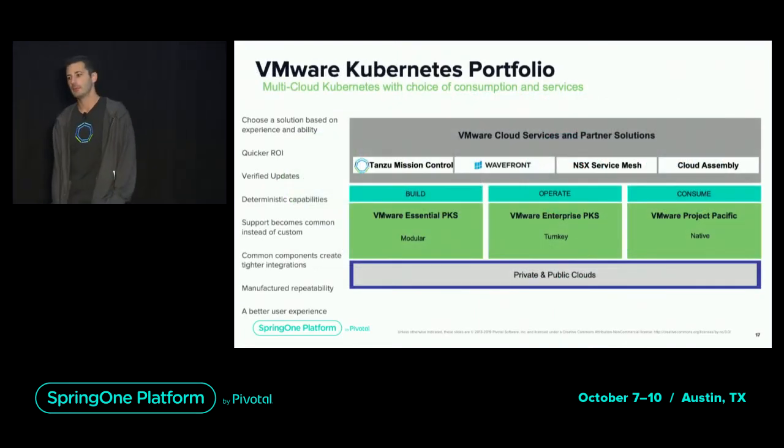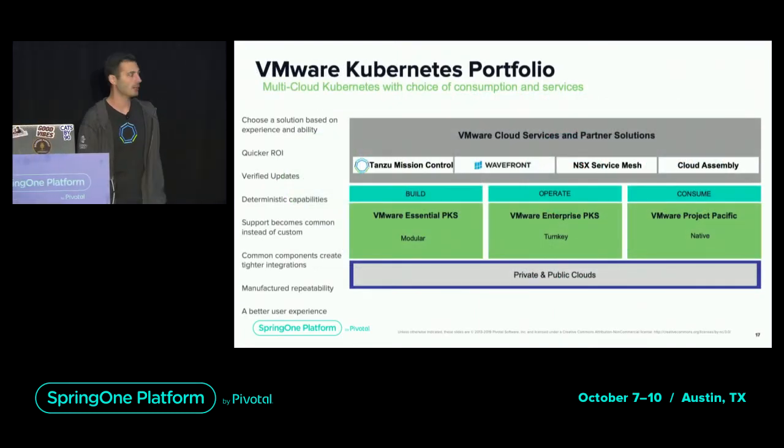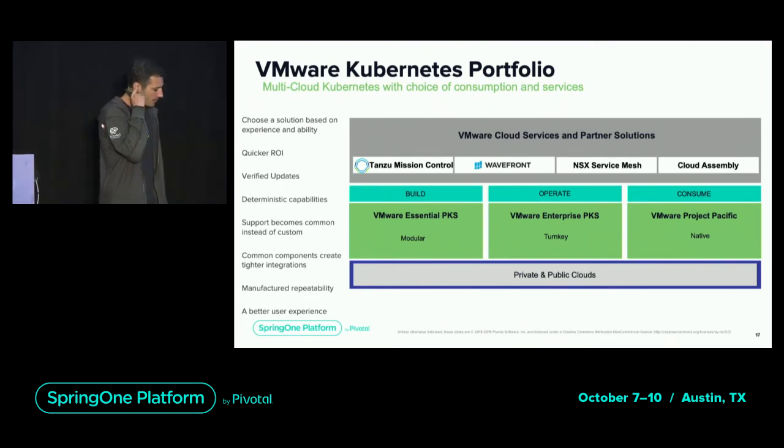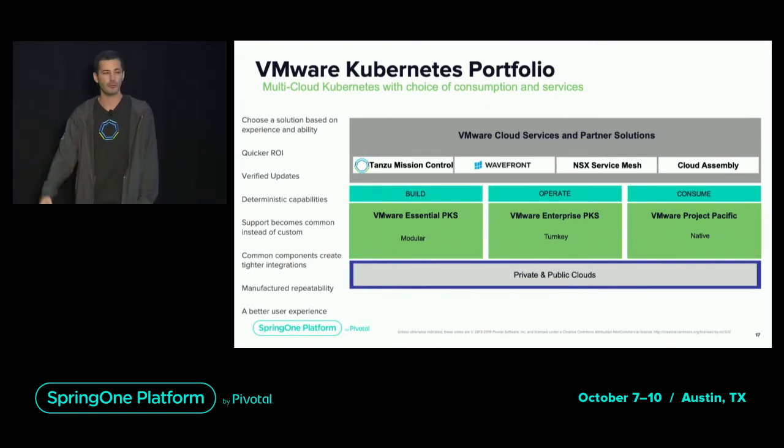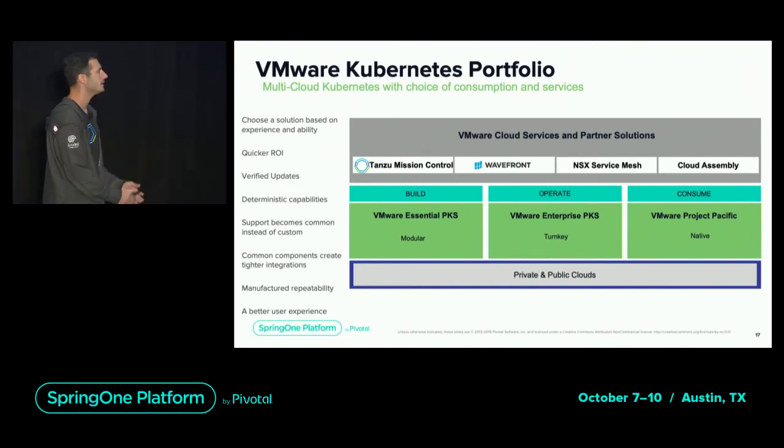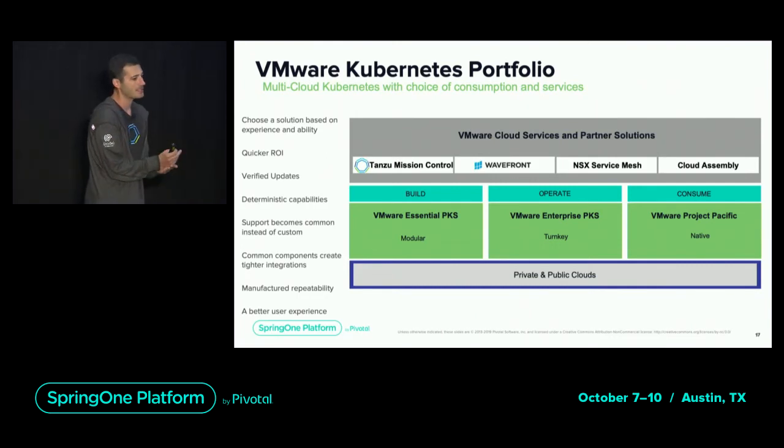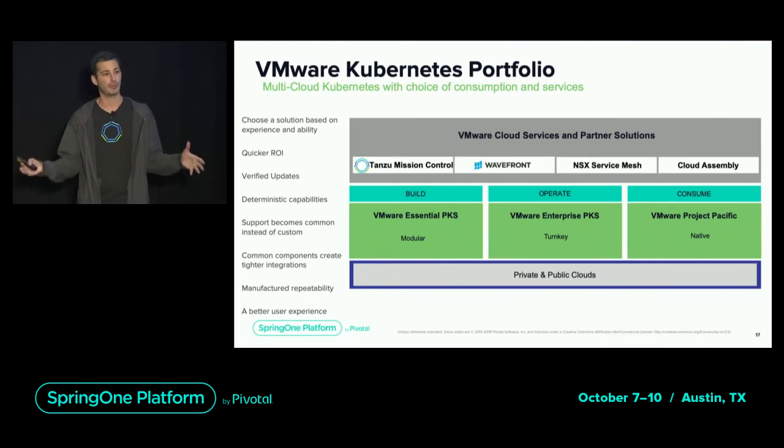And so when we look at the Kubernetes portfolio that's coming from VMware, we see that we do have packaged options that are available to you. And of course, you get all the key benefits here on the side, but I'll just quickly touch over what these are. So Essential PKS is the ability for us to help build it with you.